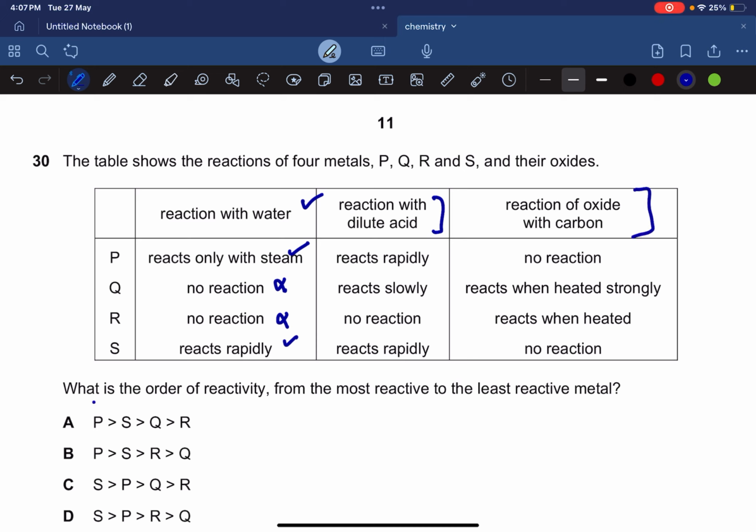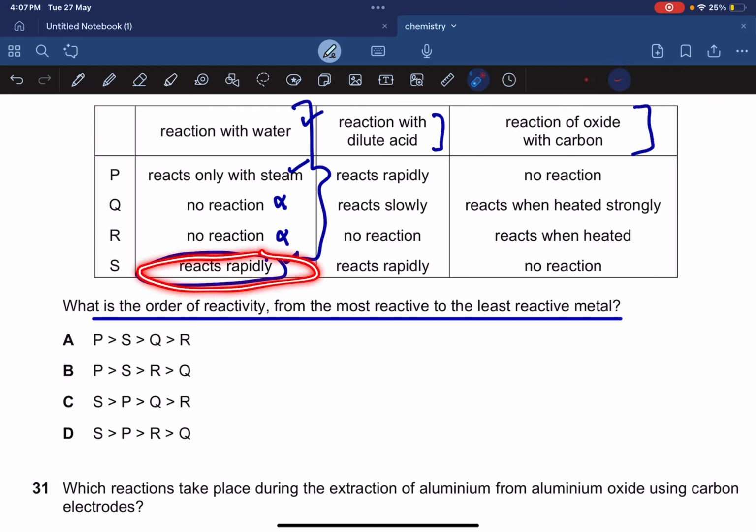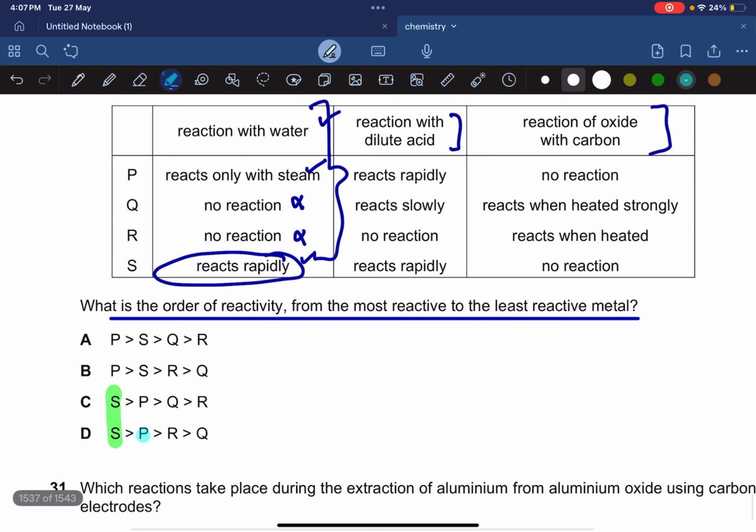What is the order of reactivity from the most reactive to the least reactive metal? We know what reacts rapidly. First, let's figure it out from the water reaction. What reacts rapidly should be the most reactive. So what is the order of reactivity? S should be the greatest. After S, it should be P because it reacts with steam, at least better than not reacting. The first thing we figured out was S. The second is P, which reacts with steam. After that, we have either Q or R.